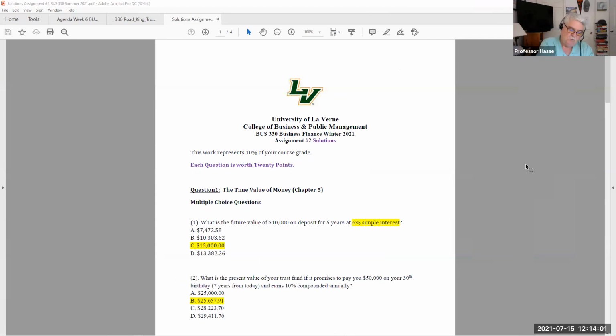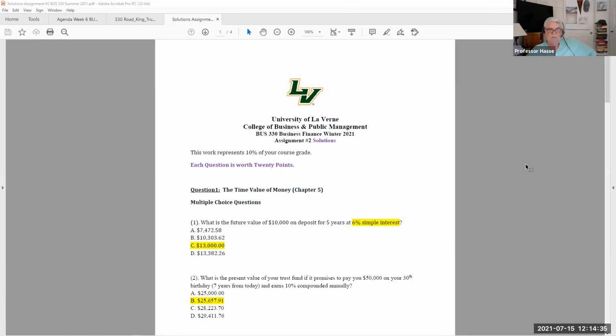Assignment number 2 was to go over the concept of time value of money, bonds, and stocks from our earlier chapters. Everybody did pretty good on this, but there were a couple of areas where we had some trouble, and you need to clean these up for future work involving our class. The first one was question number 1. What is the future value of $10,000 if it's deposited for 5 years at 6% simple interest?